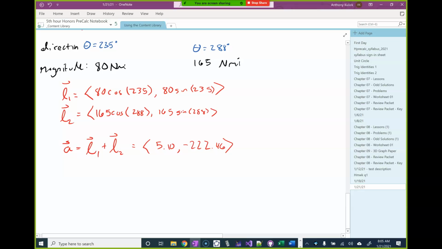So to find the displacement, I can now just find the magnitude of that resultant vector, which is about 222.51 nautical miles.